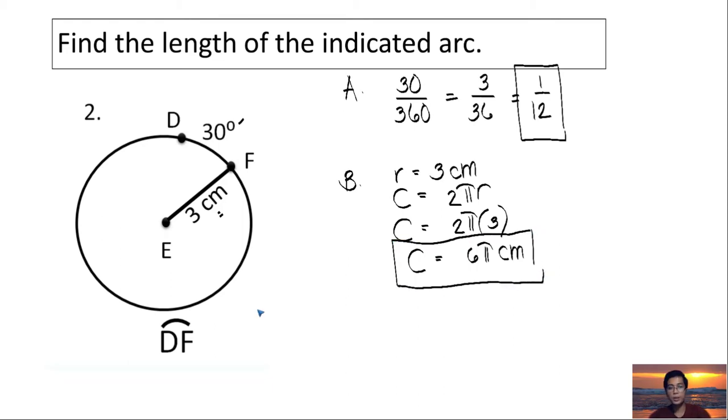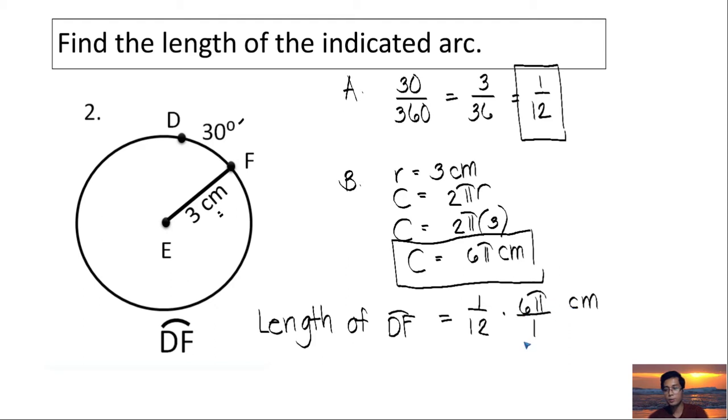Now, computin na natin ang length of arc. So, length of arc DF is equal to, kunin natin yung sagot sa A, so 1 over 12 times circumference, which is 6 pi centimeters. So, si 6 pi understood may denominator na 1. Taas times taas, baba times baba. 1 times 6 pi is 6 pi. 12 times 1 is 12 centimeters.